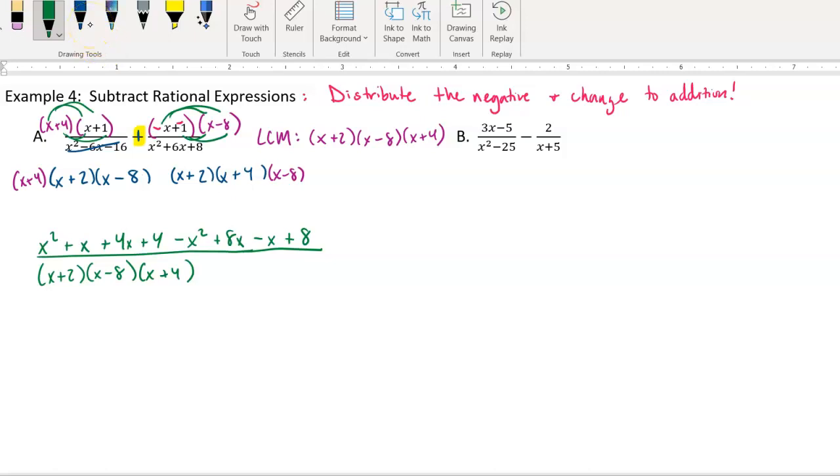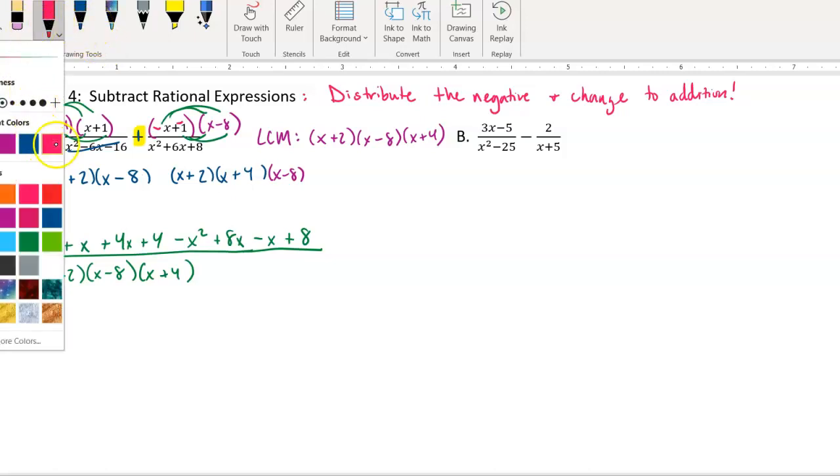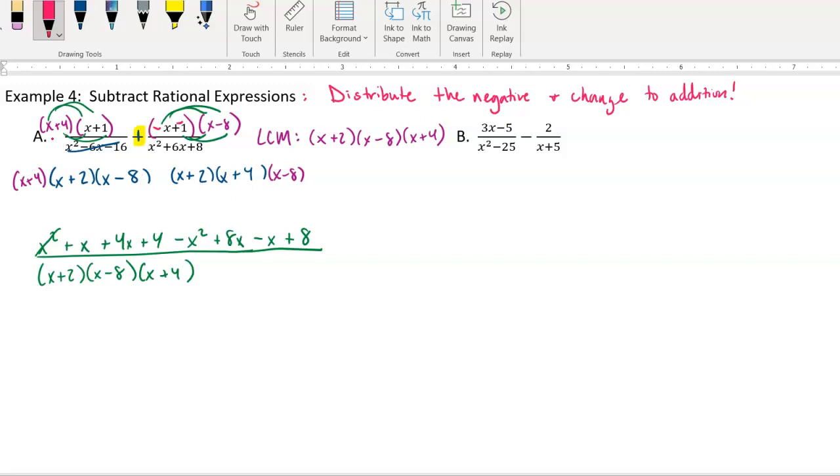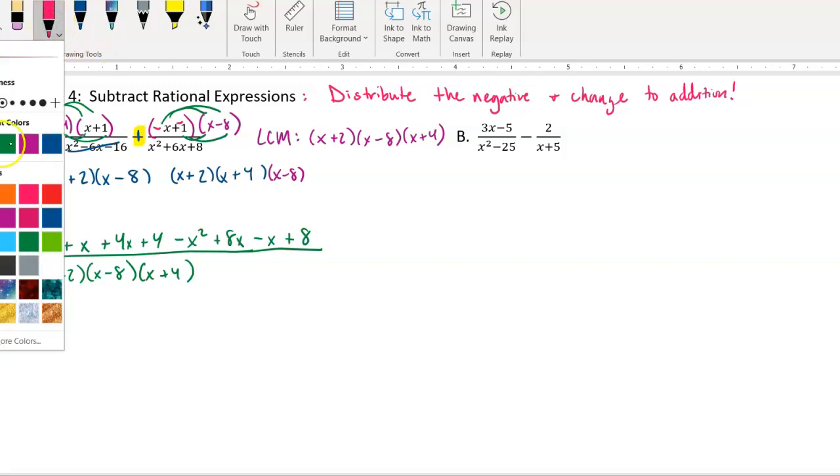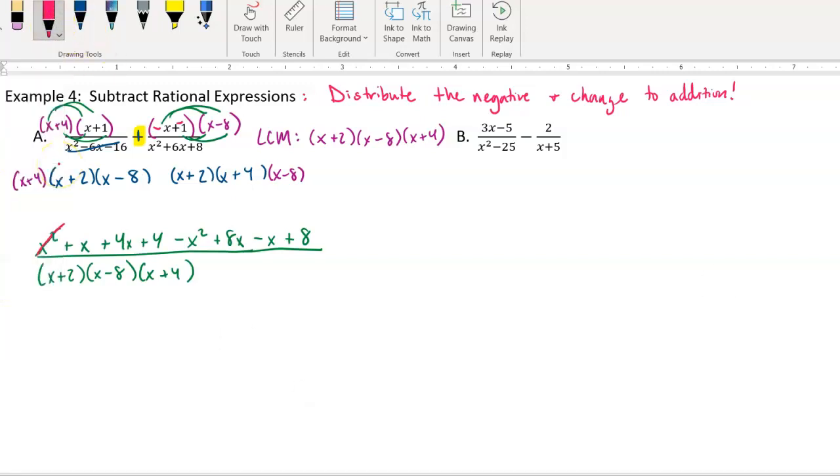So now when I go to combine like terms, the x squared, use a different color, the x squared and that x squared, so x squared minus x squared would be 0x squared, so those are going to disappear. Then we have x plus 4x, so that's 5x, and 5x plus 8 would end up being x, but then we have 13x minus x would be 12x. So all of that would just be 12x.